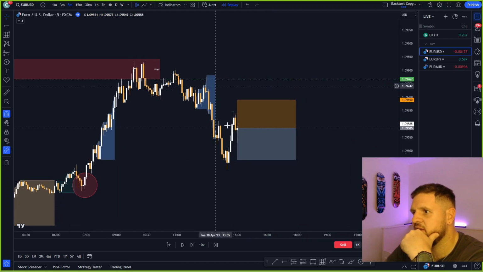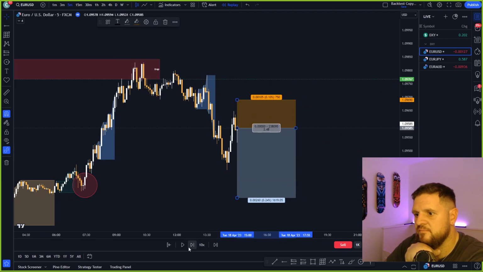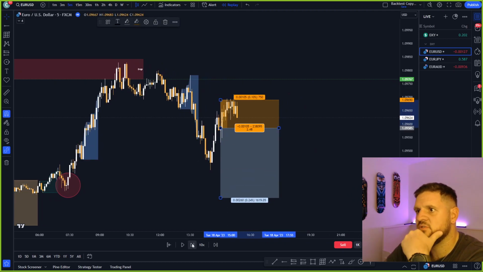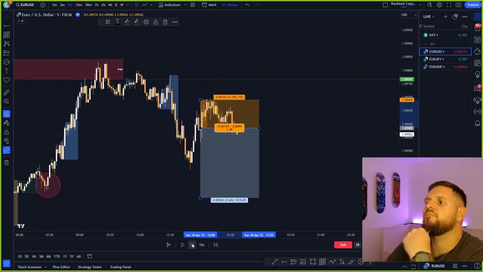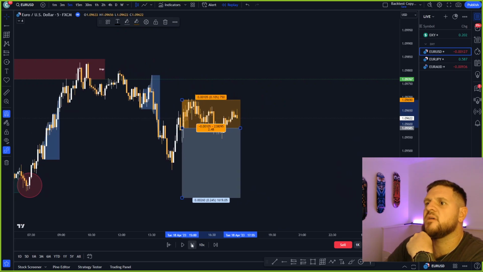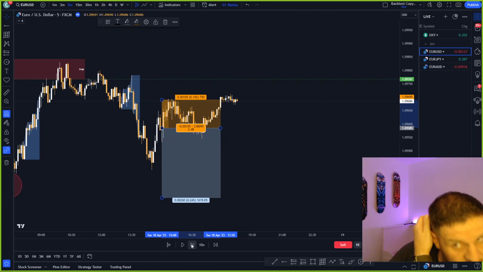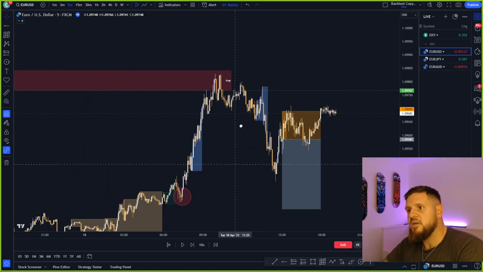Stop above that high there. See if we get it this time. Stop, stop. And it looks like we're going bullish. So that would have been a losing day. A couple of trades out of there.